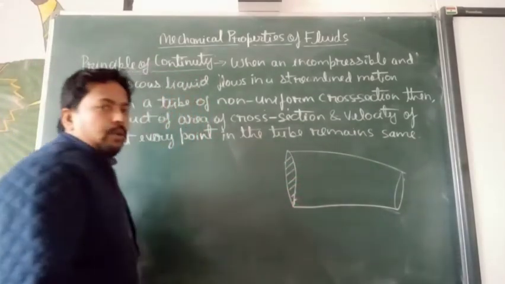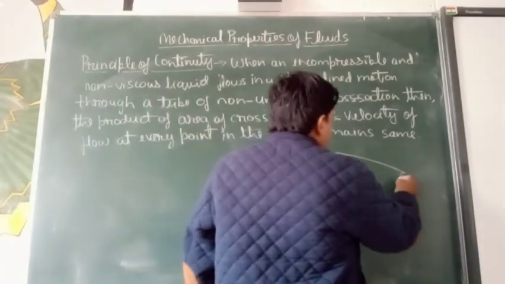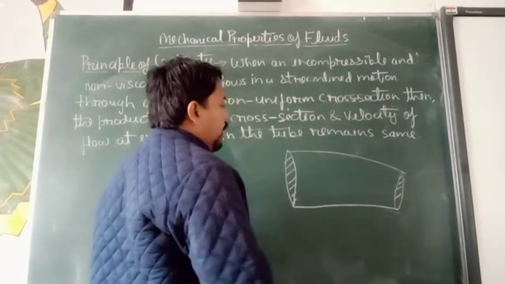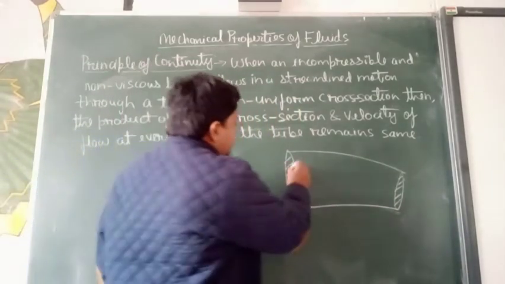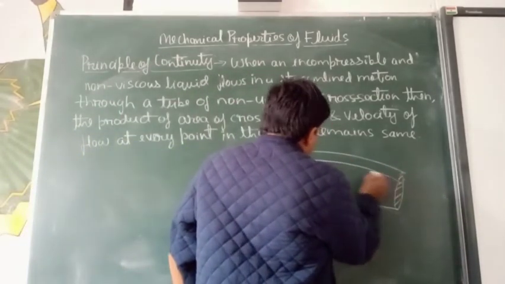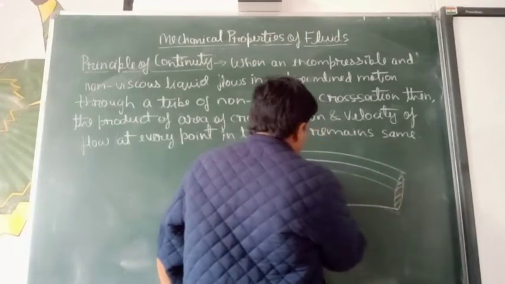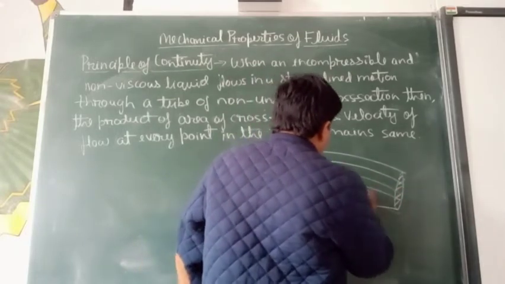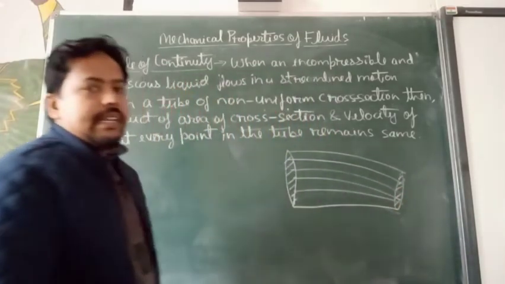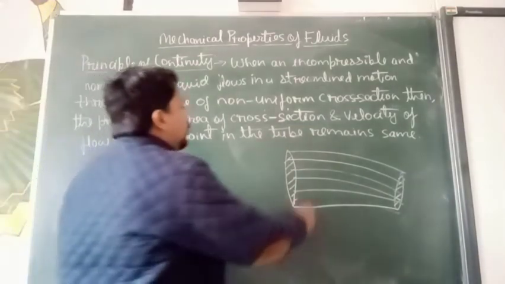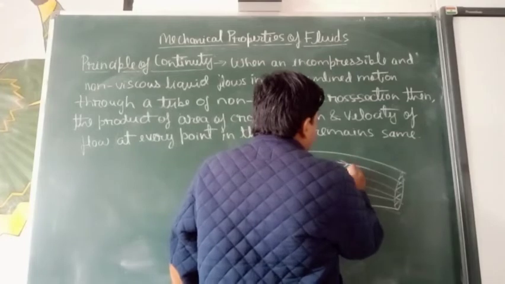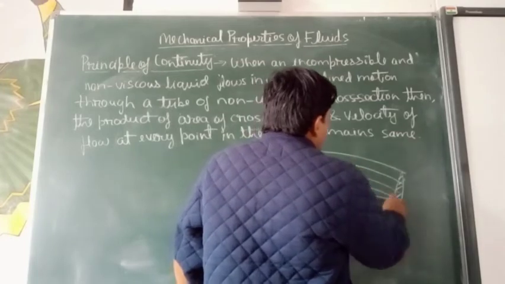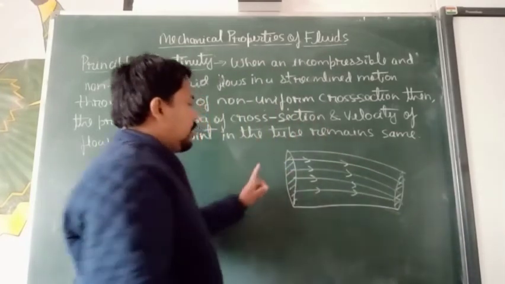In this we have to prove that in a streamlined motion of the liquid, we can analyze that the liquid is flowing in the form of layers, as we have studied in the case of streamlines. This flow is also known as laminar flow. Here is the direction of the flow of the liquid, and the liquid is entering at this face.